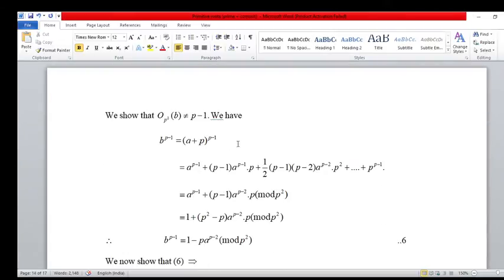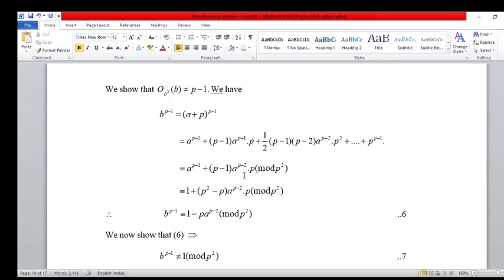Expand this by the binomial theorem, we obtain this series: a raised to the power p minus 1 plus p minus 1 is a common factor into a raised to the power p minus 2 into p mod p². The value of this series is 1 plus p² minus p into a raised to the power p minus 2 into p mod p². Coming back to the left-hand side, b raised to the power p minus 1 is equal to 1 minus p into a raised to the power p minus 2 mod p², equation number 6.